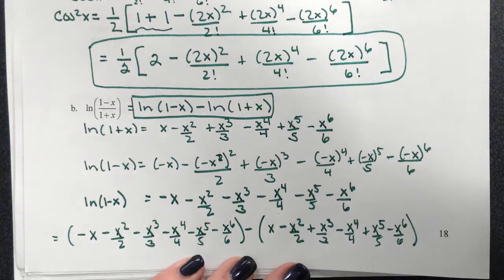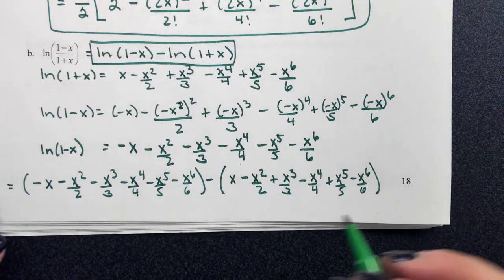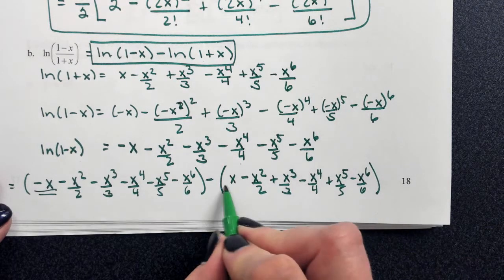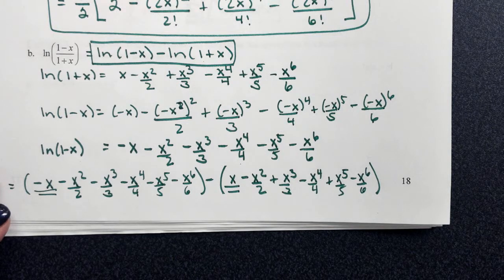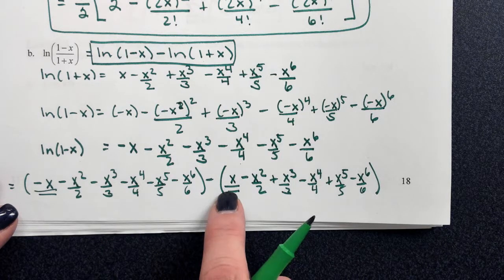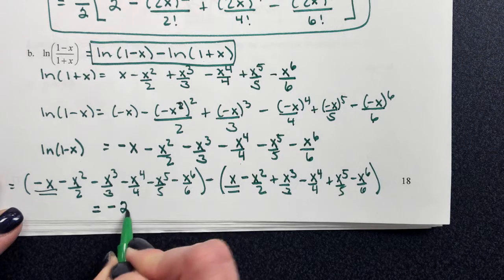So now it's a matter of combining your like terms. I'm looking for anything that has an x in it. Here's my negative x, and here's another x to the first. Those are like terms that I can combine. So I have a negative x minus x. Negative x minus x is going to give me a what? Negative 2x.